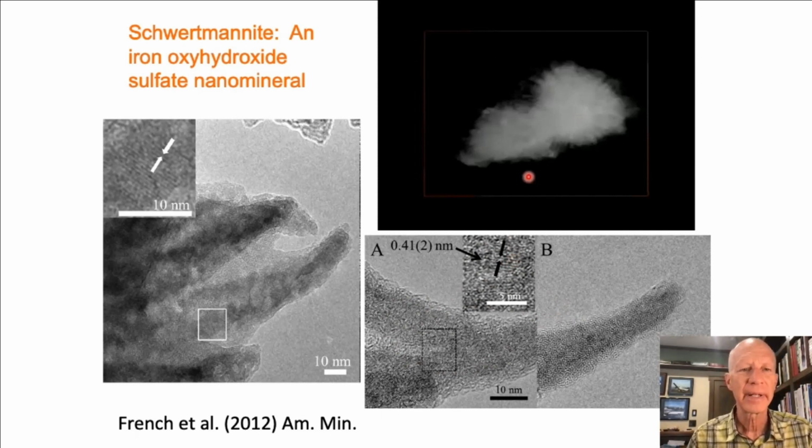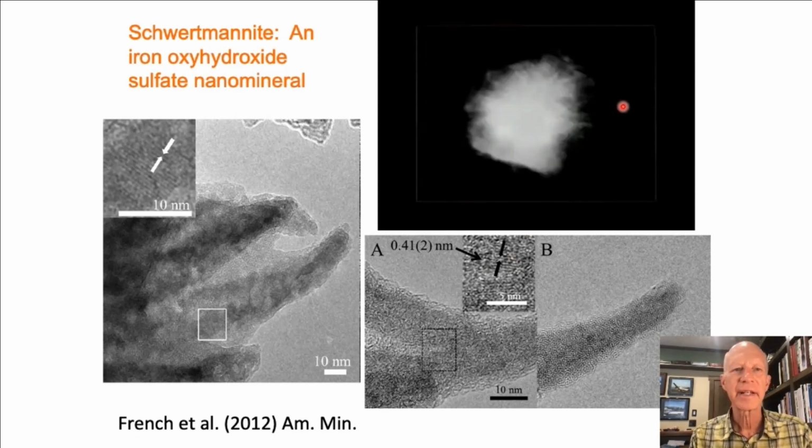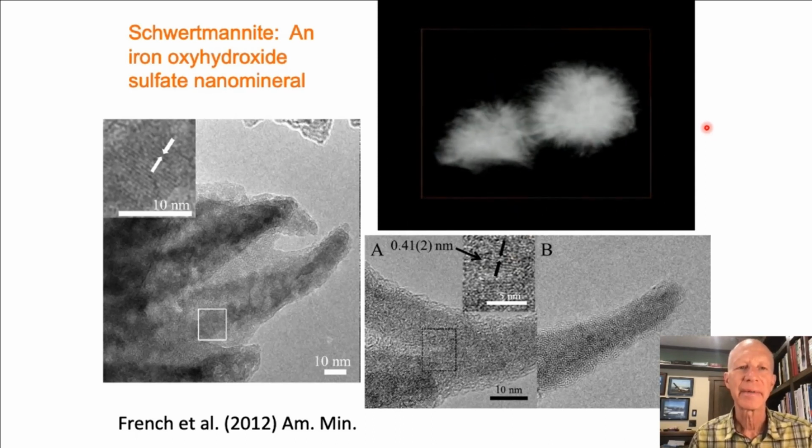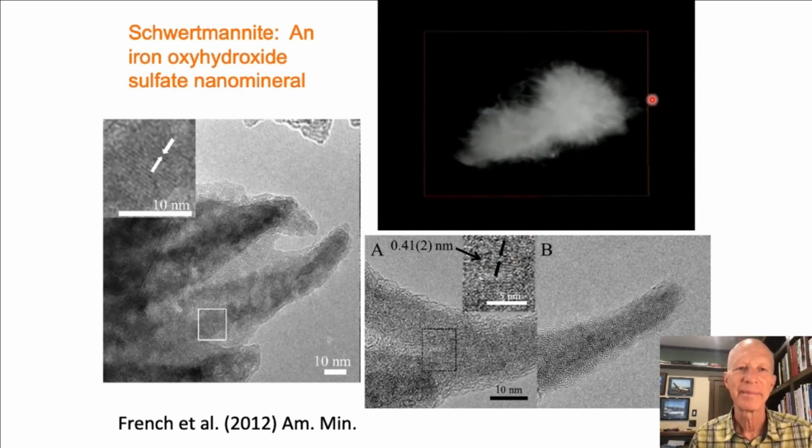Oh, and I hope, can I play this? I don't know if I can play a movie. There's a movie here, but it's probably not going to play for me. I'm sorry, it's not going to play. Anyway, this is a 3D tomography image, and as this image spins, you can see these individual 3 to 5 nanometer fibers. It's just absolutely fascinating. Oh, there it goes. Okay, here we go. So there you go. These are 3 to 5 nanometer needles.